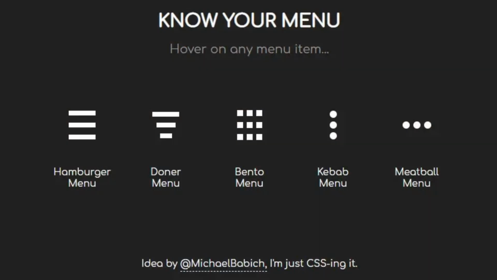Now, the hamburger menu is not the only food menu item. Yeah, that's actually a design thing. There are other meat menu options. Let's talk a little bit about those. First, there is the kebab, and that is 3 dots on top of each other. Then there is the meatball, which is 3 dots horizontally.